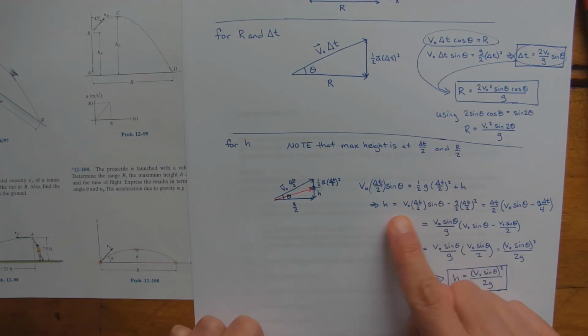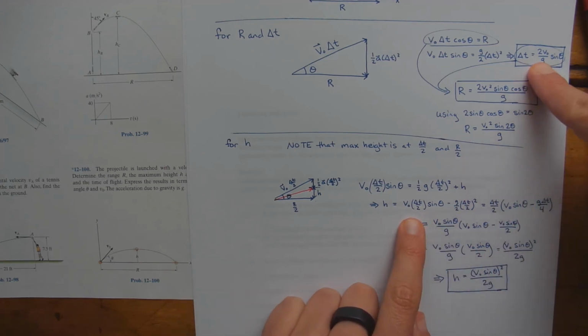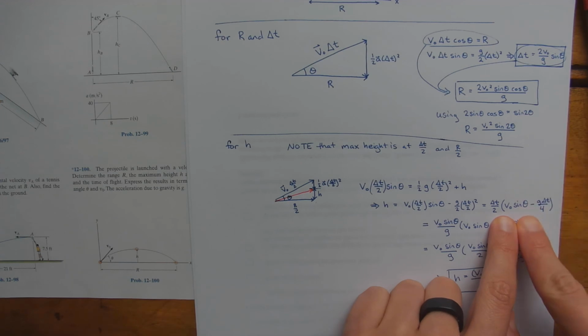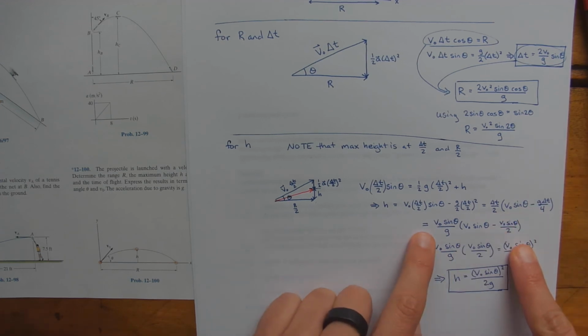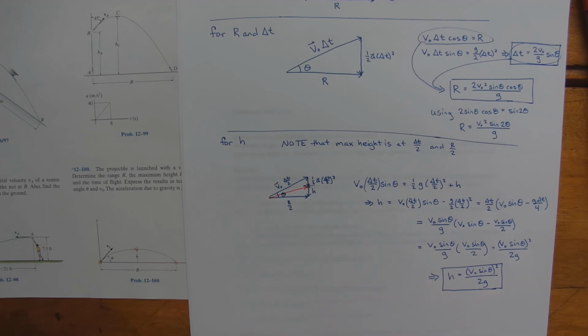You can take this and solve for h, and then you're going to take the delta t, which we had up here, and you're going to plug it in to the equation that you have here, and then simplify it a little bit, and you're going to arrive at this result for h, and that concludes problem 100.